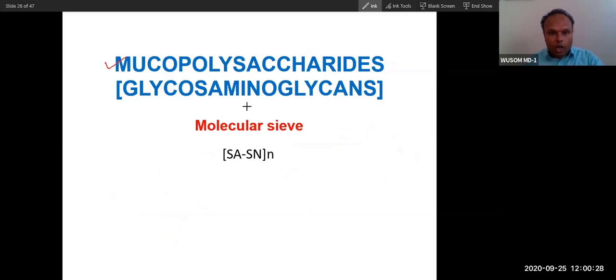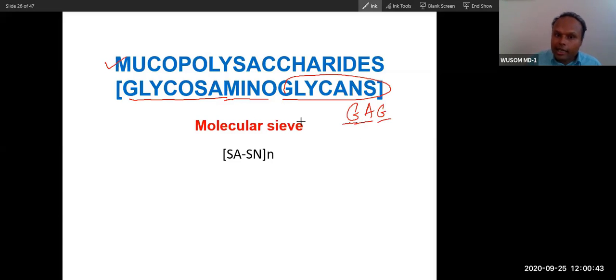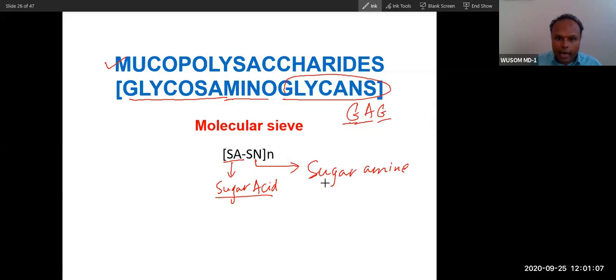The other name of this is glycosaminoglycans, in short GAG. Why do we call it glycosaminoglycans? Because it is a polymer of a dimer made up of sugar acid and sugar amine. This is a polymer of disaccharide of sugar acid and sugar amine.